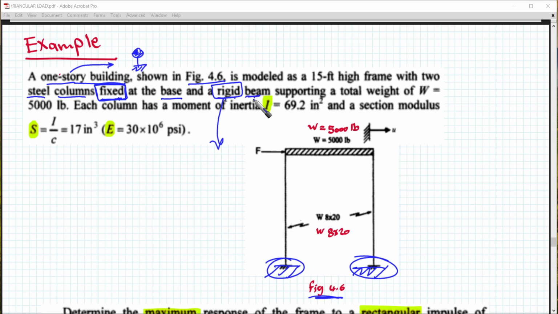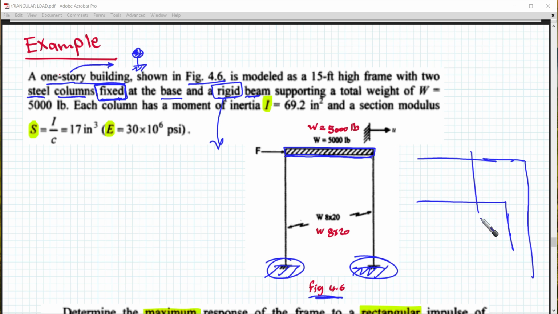Rigid beam. What is the meaning of rigid beam? Rigid beam means that it is a shear building. It means that the beam has very large stiffness compared to the column. If we are talking about inertia here, I beam, and this is inertia of the column, this means that our I beam is much larger than I column.